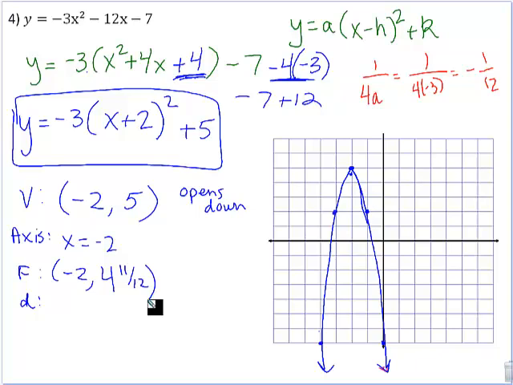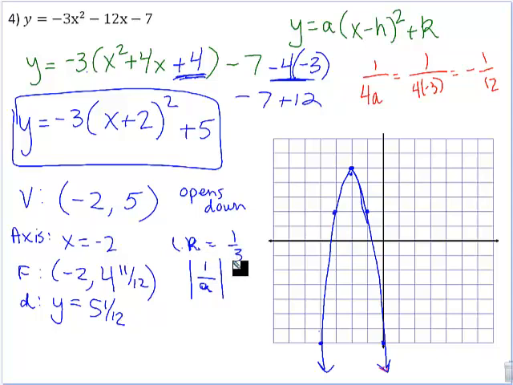So in the directrix, we would add it to. Our y's are the ones that are changing, so we'd say y equals. If we add 1/12th onto 5, what do we get? Yep, 5 and a 12th. And then the LR for this one, it's the absolute value of 1 over a. So what would the length of the LR be here? Yep, 1/3.